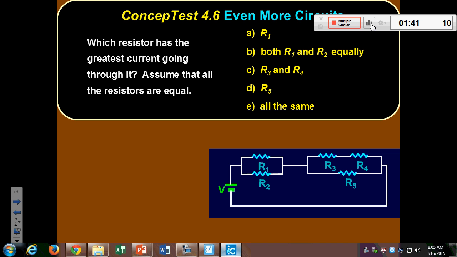A lot of you are putting B right now, R1 and R2 equally, right? They have equal amounts of current, but they don't have the most current. So B isn't the right answer. Let's just get rid of that. It's either R1, R3, R4, or R5. It's not B either. All right, I'm going to stop at 210.